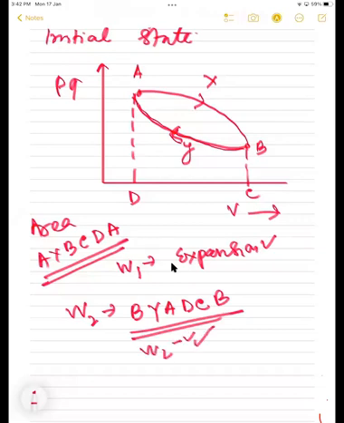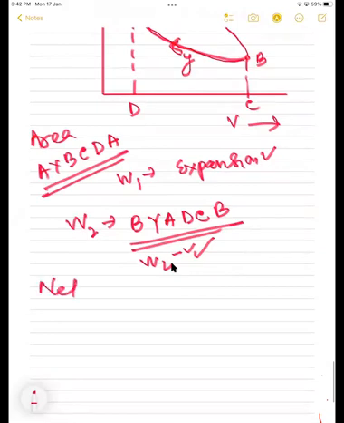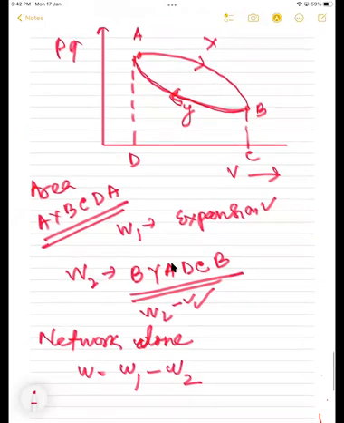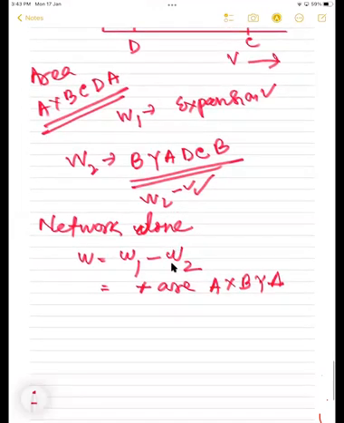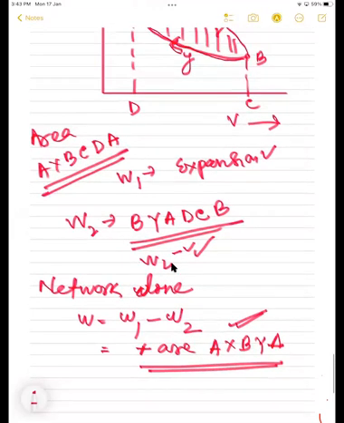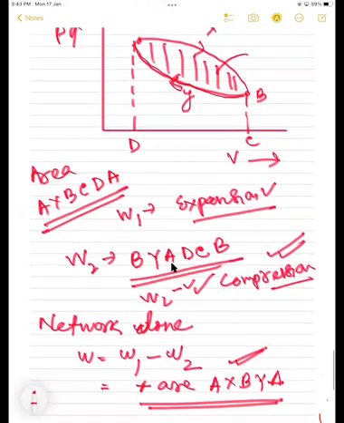Correct or not? And how will we find the net work done, students? Net work done is W1, the area is more, right? So net work done W is equal to W1 minus W2. Correct? That is only that area, a plus area under A, X, B, Y, A. Understood, students? This part only. So for a cyclic process, we have to find this area, AXBY. During expansion, how much work done? During compression, how much work done? This is negative, which means this is compression, right? Yes or no, students? Understood?